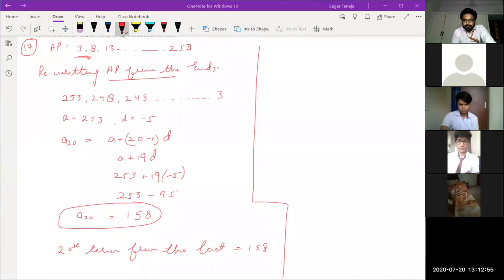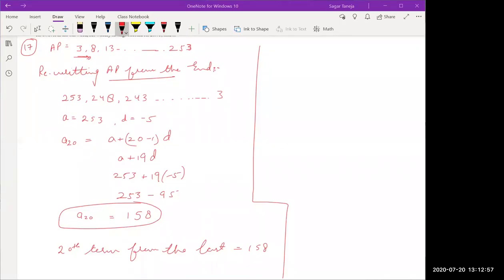So I don't know whether something happened or I got disconnected. I'm just here and resuming screen sharing. Just wait, I'm sharing screen. I hope it is visible to you. Okay, fine.